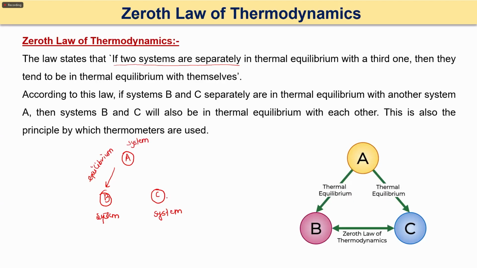Also, this system C is in equilibrium with system A. Now what the zeroth law of thermodynamics states is that if B is in equilibrium with A and C is in equilibrium with A, then these systems B and C will also be in thermal equilibrium.